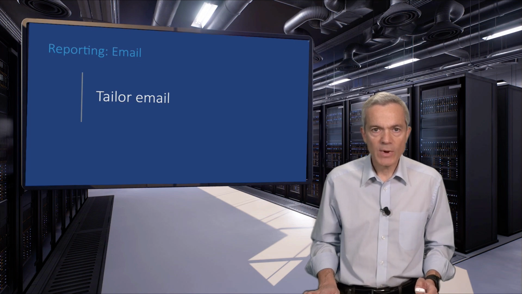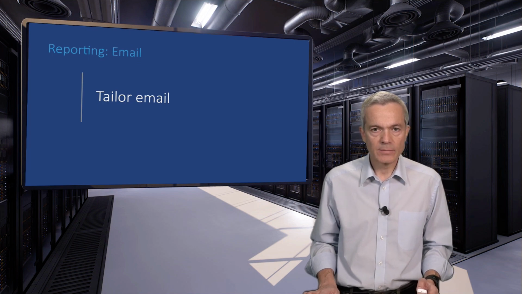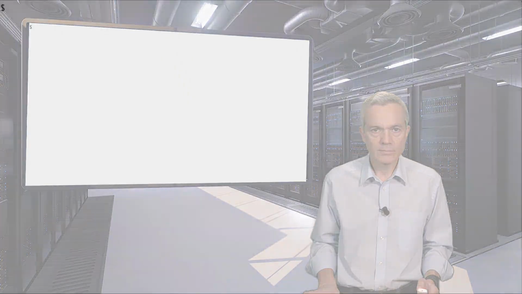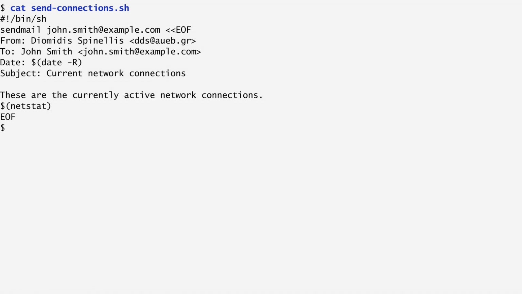Let's now see how we can tailor an email's contents. For this purpose, I create a Unix shell script which I name sendconnections.sh. Similarly with the previous example, I run sendmail, but now the sender is actually me. I also include the date element, which is the output of the command date -R. The -R option formats the date according to the email standards.